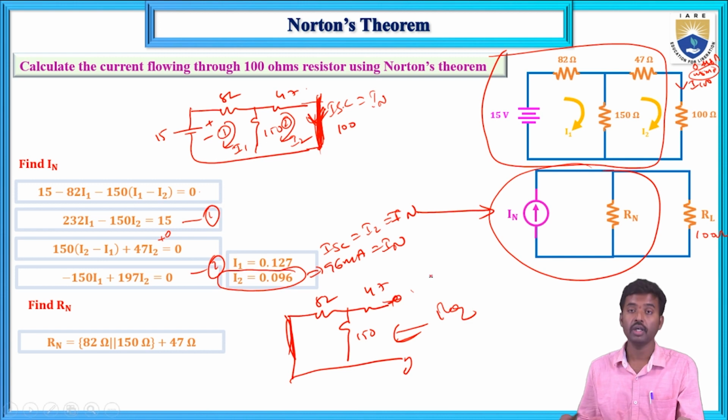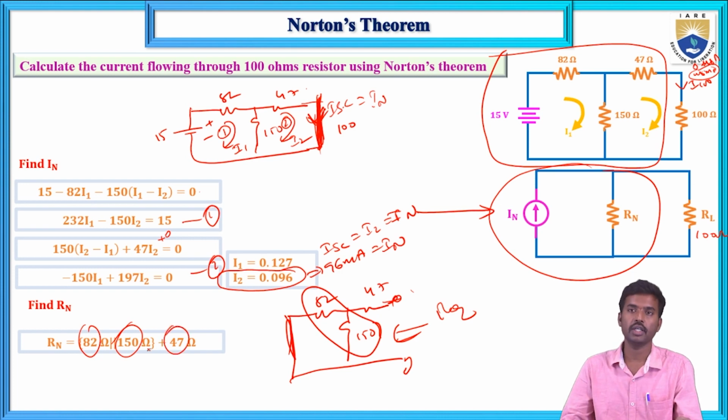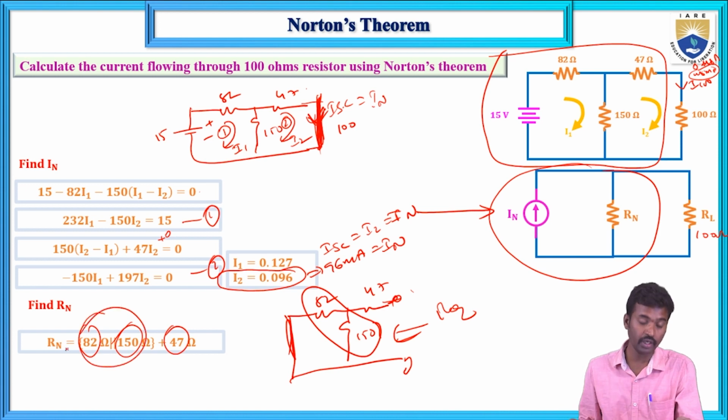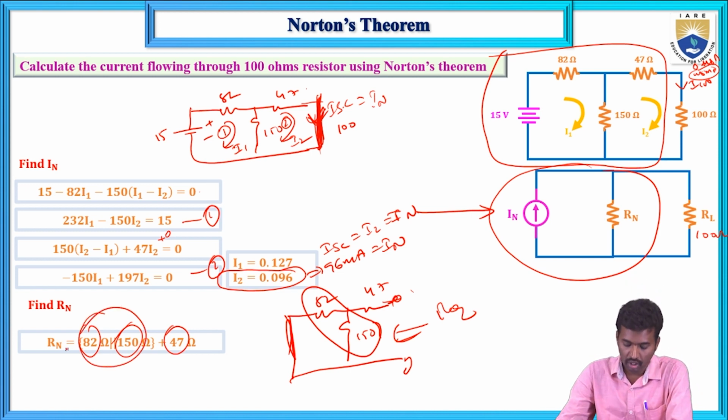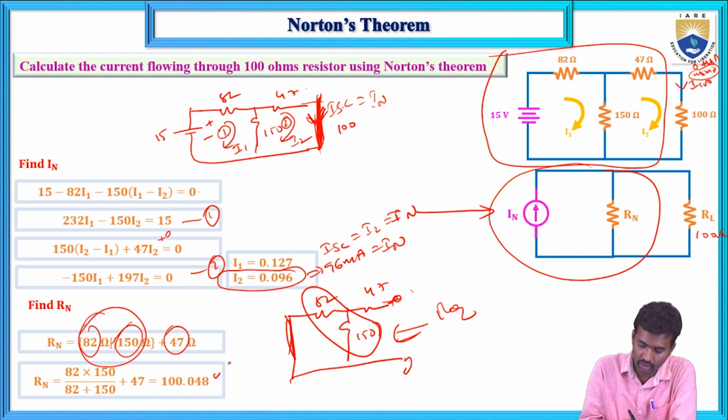So what are the resistors connected in parallel? These two are connected in parallel, and again in series with the 82 and 150 connected in parallel. Next, the 47 ohm resistor is connected in series with this equivalent circuit, the 82 and 150 parallel connection. Now see, if you simplify this, the value equals 100.048. That is R equivalent.